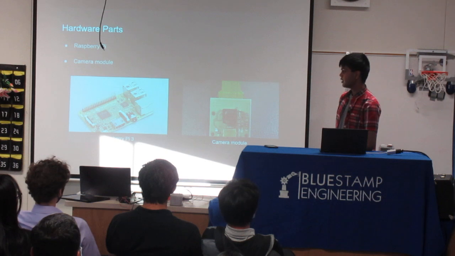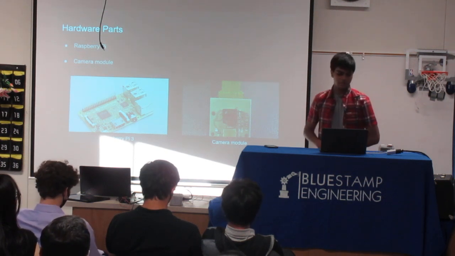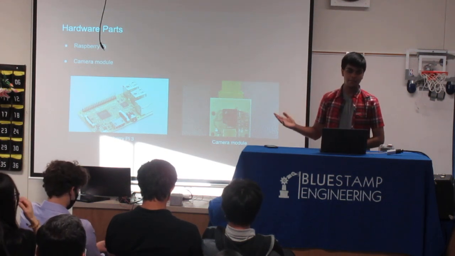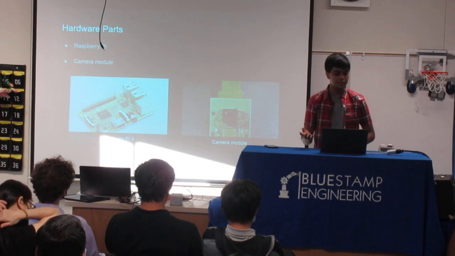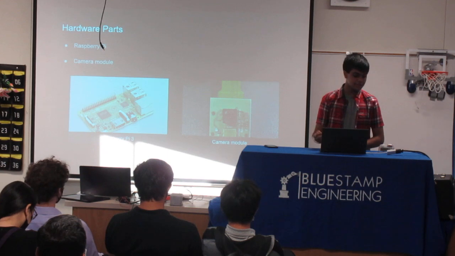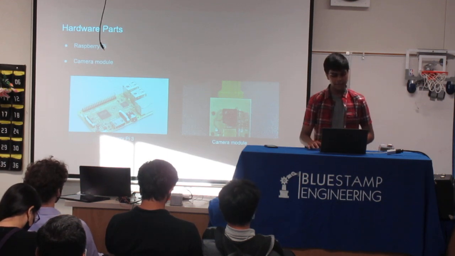So the two main hardware parts that I used in my program were the Raspberry Pi 3 and the camera module. The Raspberry Pi 3 is basically a computer that you can use for many different kinds of projects. And I use the camera so that you can detect faces.